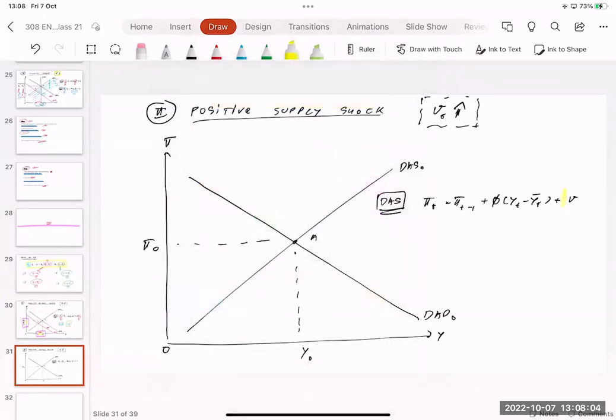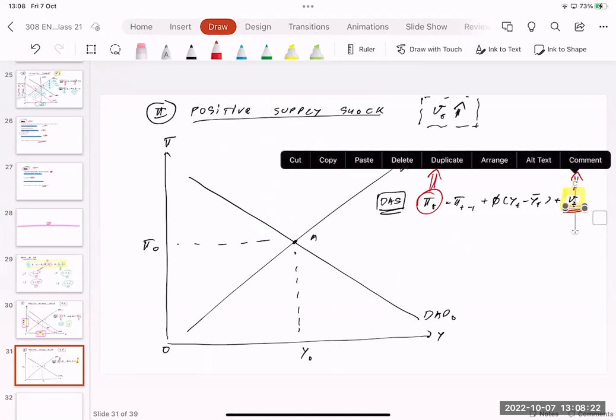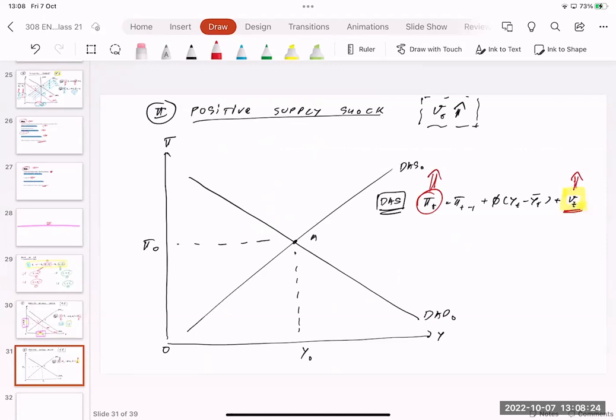Okay, this one is about VT. Okay, when you have a positive supply shock, it means that VT is gonna be going up. If VT is going up, it means that the right side of the equation is going up, so the left side of the equation is gonna be going up. So in the same way. Okay. So in this case, when you have a positive supply shock, it means that for some reason the cost of production is increasing. Maybe it comes from COVID-19.